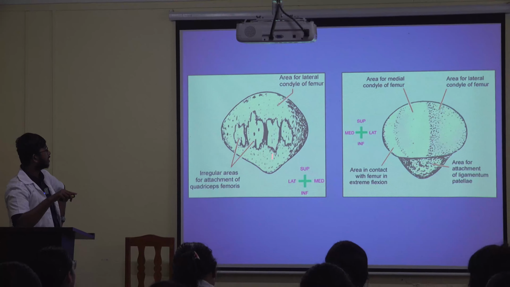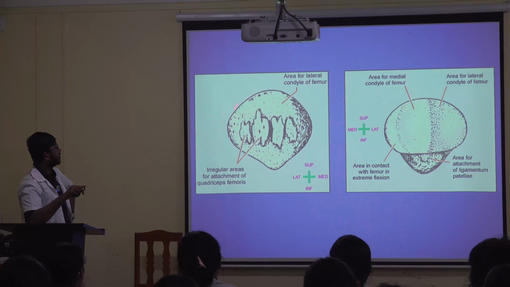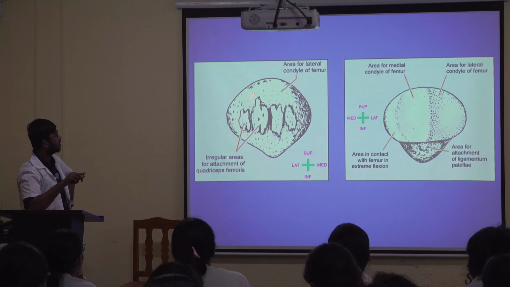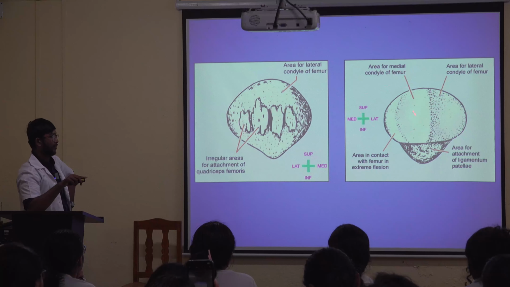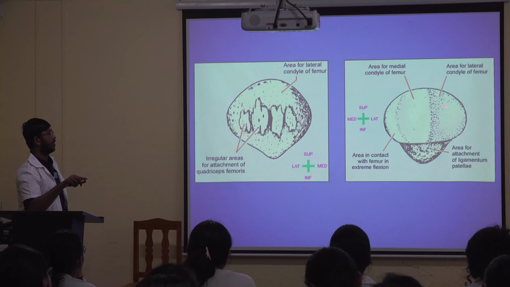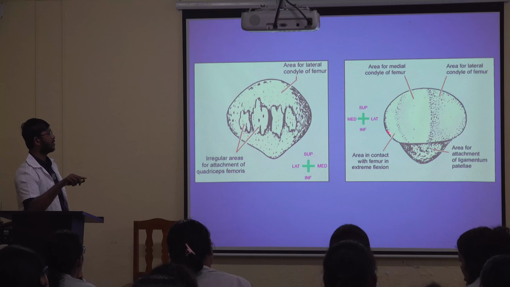See, this is the anterior surface, this is the apex, and this is the superior base. This is the posterior surface. The upper three-fourths is articular as well as smooth. This is the lateral surface. This is the medial surface.